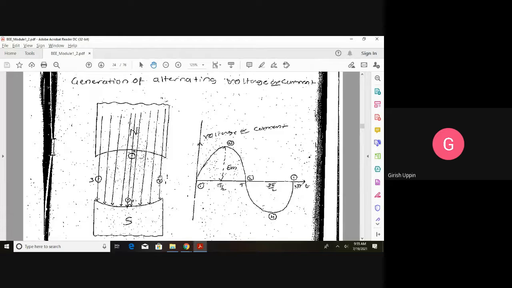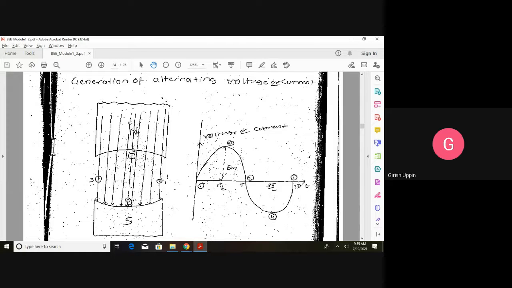When I am in position number 0, you can see the direction of the motion and the direction of the flux are the same. So the EMF generated at this position number 1 is 0, because it is not cutting any flux. Let us say we move it to position number 2. Now the direction of motion is like this, and this is the direction of the flux. The angle between them is 90 degrees. So maximum flux will be cut by the conductor, because it is moving perpendicular to the magnetic flux. So the EMF induced in this position is maximum.